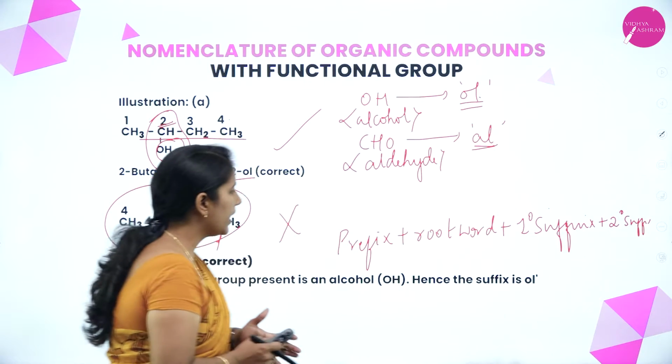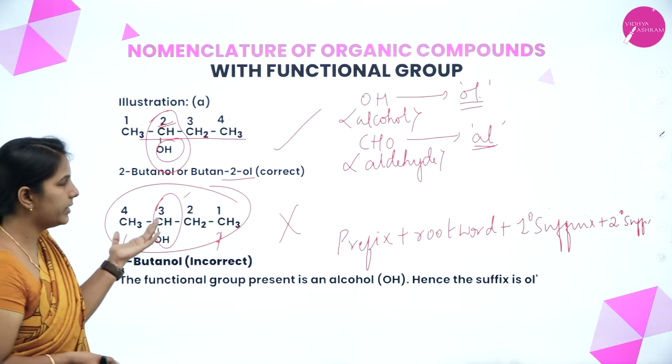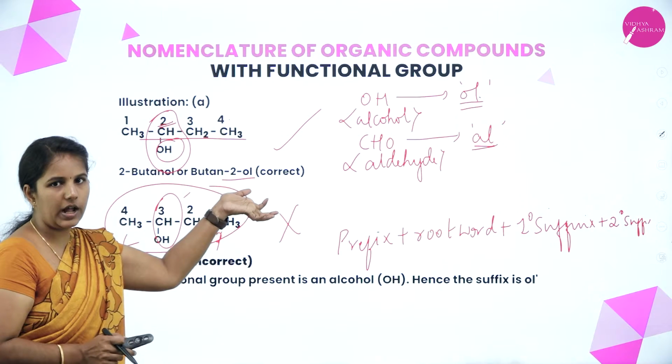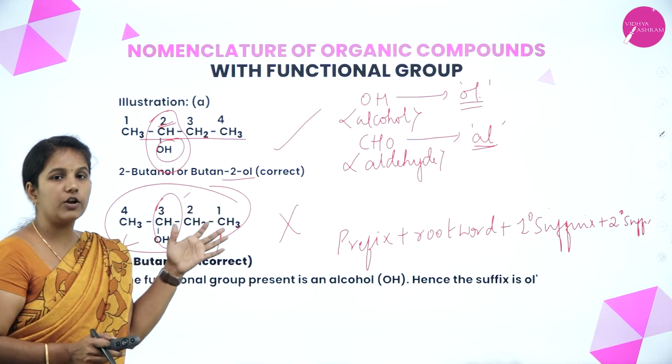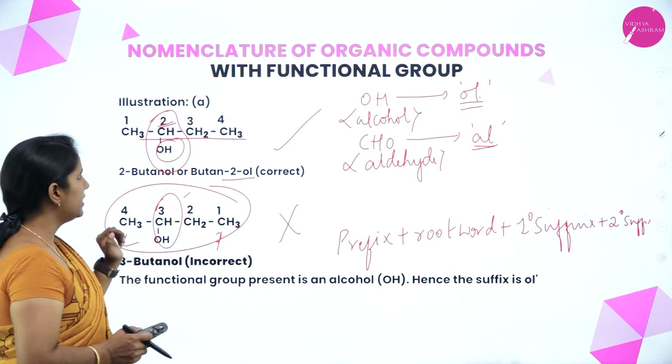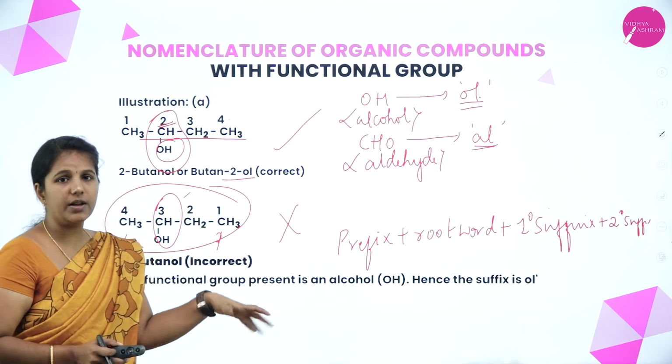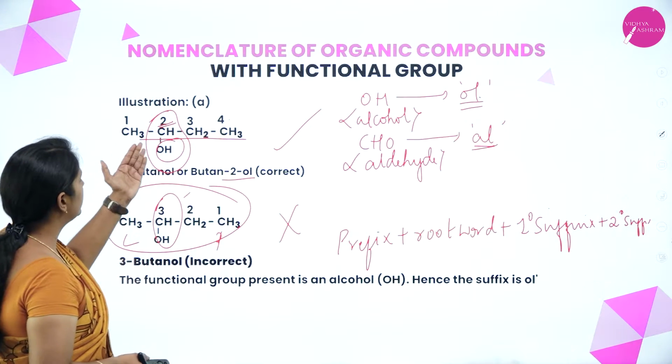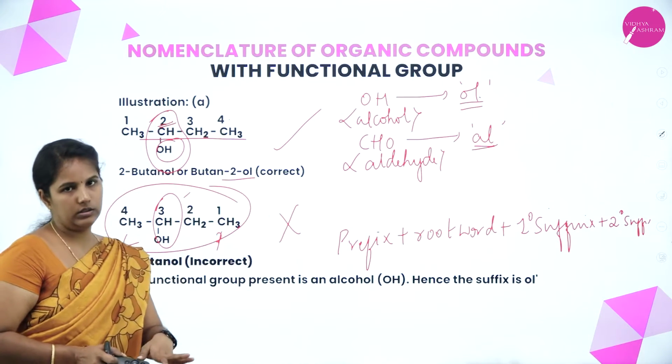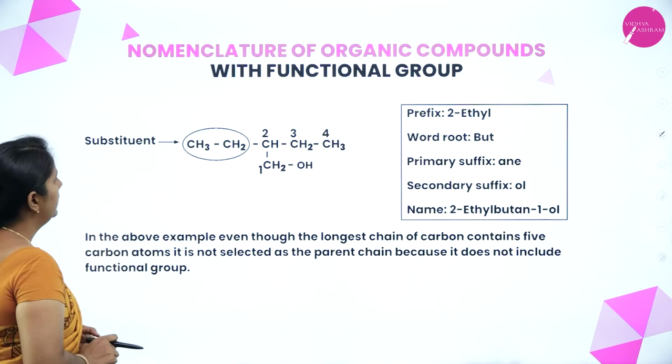Okay. In the above example, there are no prefixes and the root word will be butan, and we have to see the position because it's an alkane and we have to see which carbon atom has got that functional group. So it is butan-2-ol or 2-butanol.